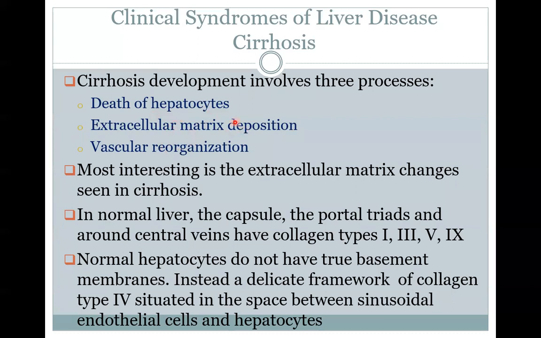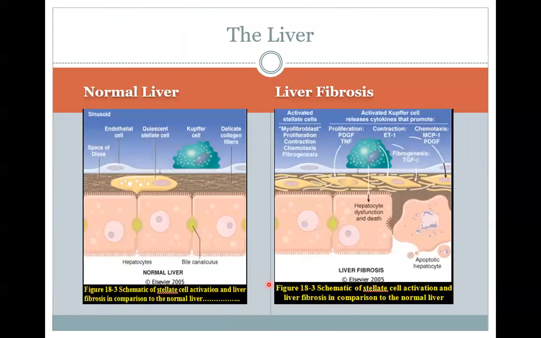Now, the extracellular matrix deposition is a very interesting one because in the normal state, the capsule, the portal triads, and the area around the central vein have collagen types 1, 3, 5, and 9. Now, beneath the normal hepatocytes, there is no true basement membrane. Instead, there is a delicate, interrupted framework of collagen type 4 that is laid down by these Ito cells.